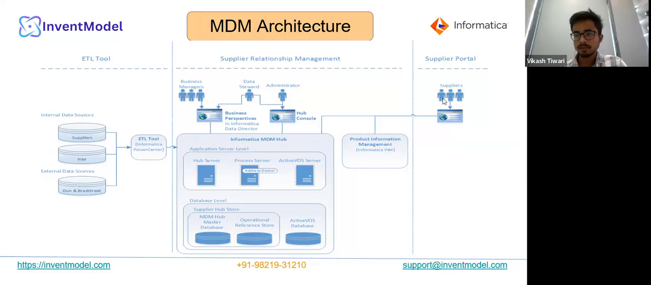And supplier portal. Okay, so after refining all the data and making it the golden record, we are sending the data to the supplier portal. So MDM architecture is just these things: we first collect the data from different sources, refine the data in MDM, and send it to the supplier portal where big organizations will use the data.